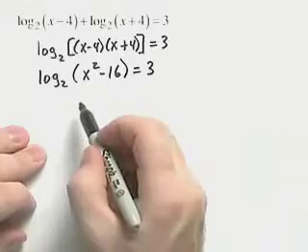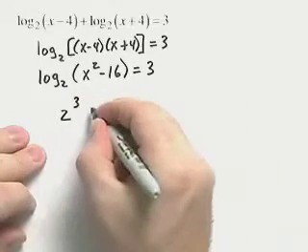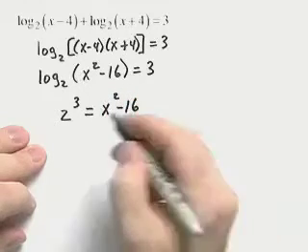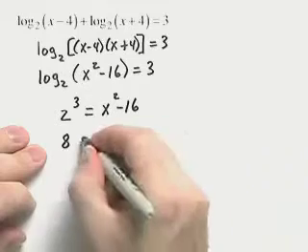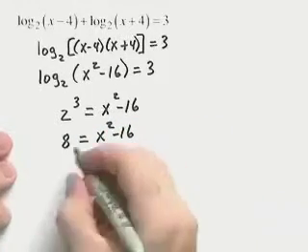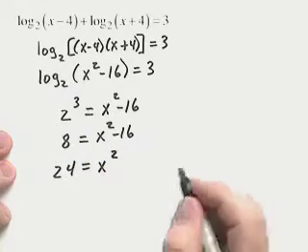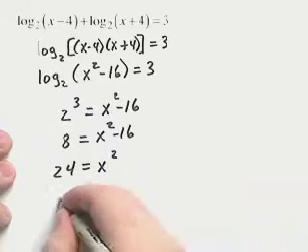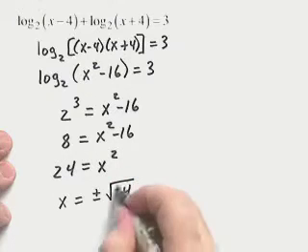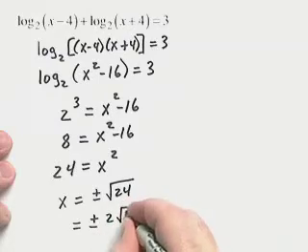We've got a logarithmic form here. We want to change that to an exponential form. So we're going to take the base 2, raise that to the third power, and that has to equal the inside, x squared minus 16. 2 cubed is 8. So 8 is equal to x squared minus 16. I'm going to add 16 to both sides, so we get 24 is equal to x squared. To solve for x, we take the square root of both sides. So we get x is equal to plus or minus the square root of 24, and we can simplify this radical as plus or minus 2 root 6.